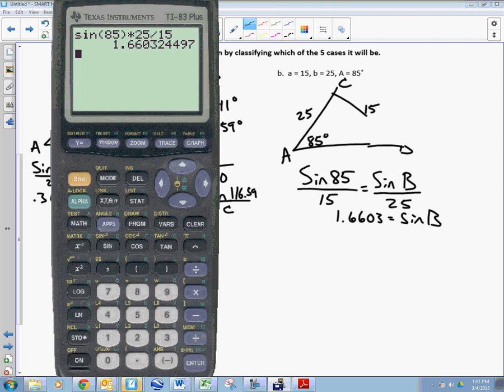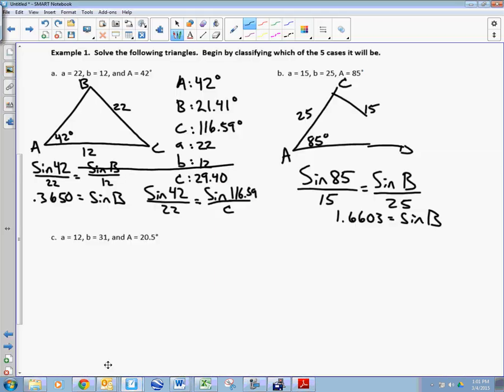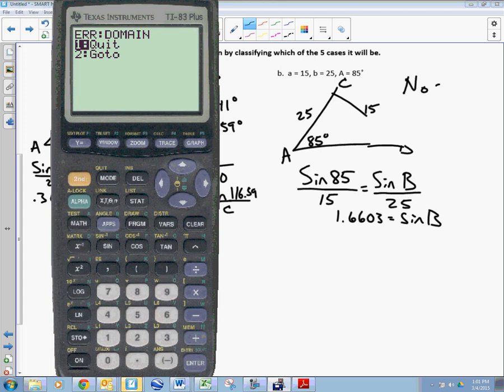It doesn't work out. And to show you that it doesn't work out, it even says on your decision tree, when solving for the missing angle, if sine of theta is greater than 1, then there is no solution. It tells you right here. And so as I go back to my board, if I take the sine inverse of that answer, I get a domain error because you can't take the sine inverse of that. So we say no solution.